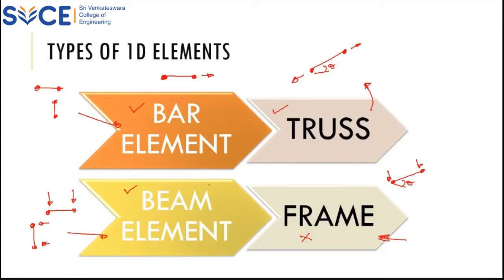So for our unit 1, we have only these 3: bar element, truss element, and beam element. Now what we are going to do is derive the trial function for these separate elements.